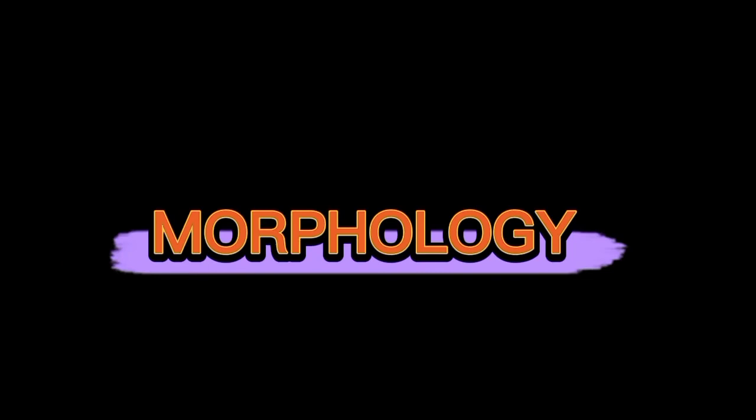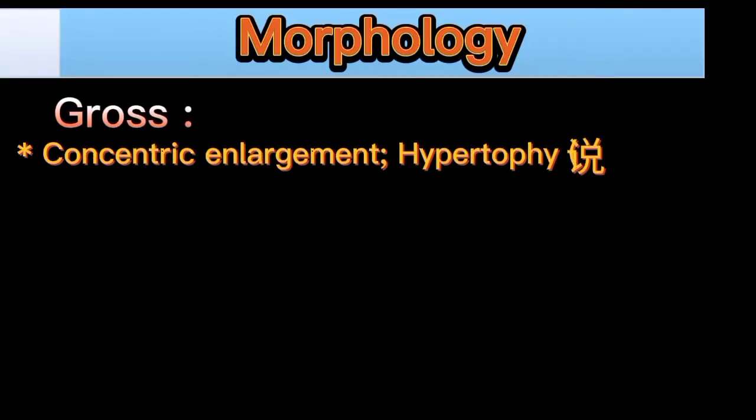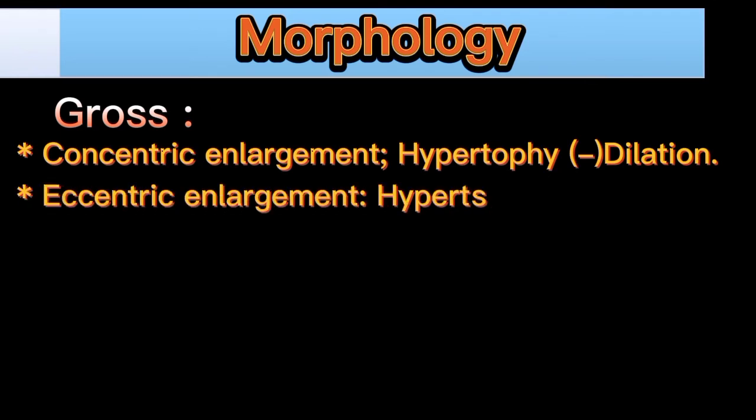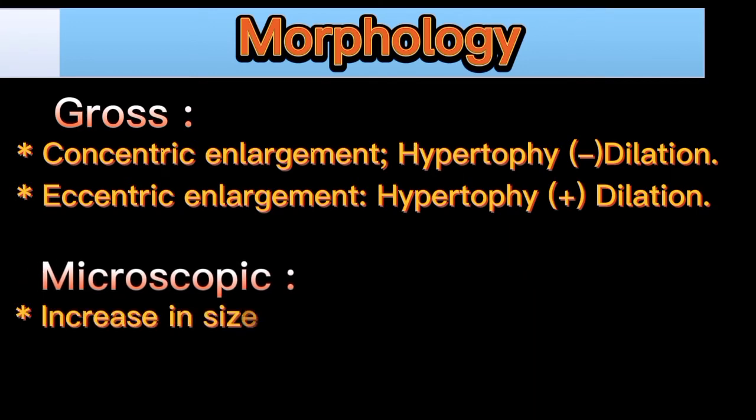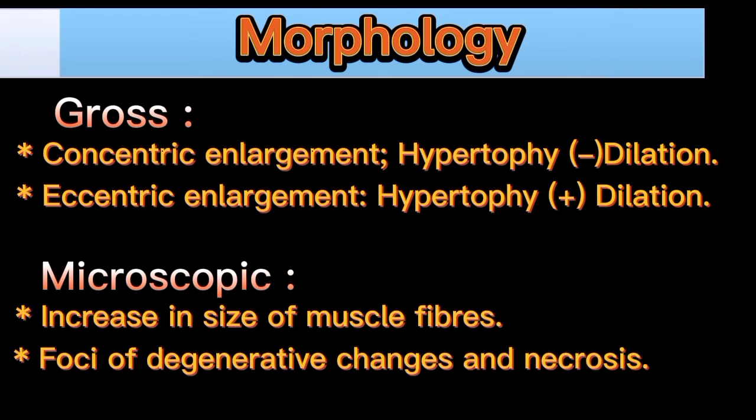Morphology. On the gross morphology, there is concentric enlargement, which is hypertrophy without dilation, or it could be an eccentric enlargement, which is hypertrophy with dilation. On microscopy, there is increase in size of the muscle fibers, and there is foci of degenerative changes and necrosis.